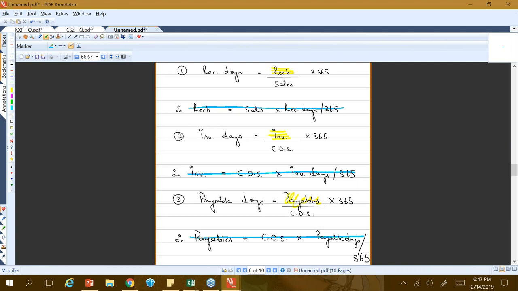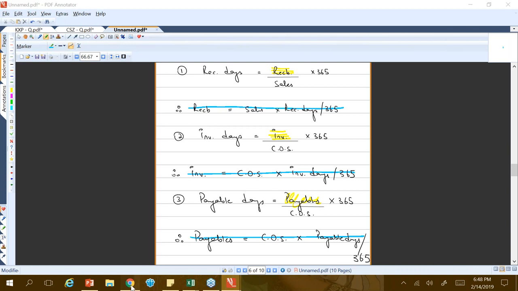So is everyone okay with what we're going to do here? Are we okay with rearranging these formulas to find these balances? Any questions on these rearrangements before we move on? Okay, so that seems okay. Let's go into the workings on this now and try to find these values of receivables, inventory, and payables.